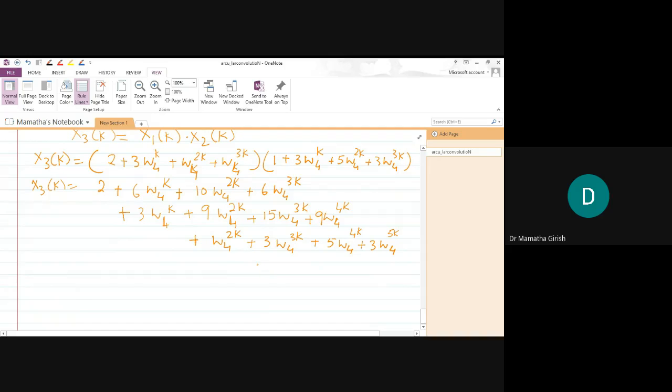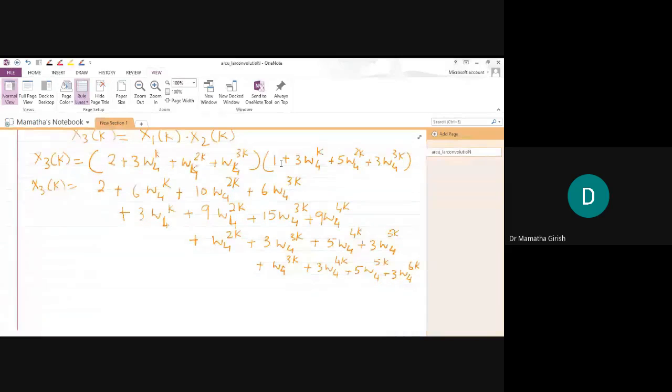The last term gives w4 to the power of 3k, then 3 times w4 to the power of 4k, then 5 times w4 to the power of 5k, plus 3 times w4 to the power of 6k. Yes. Any doubt for anyone? I just multiplied every term with the corresponding terms in the second bracket. Any doubt over here? Students, any doubt, please ask. Do not hesitate.